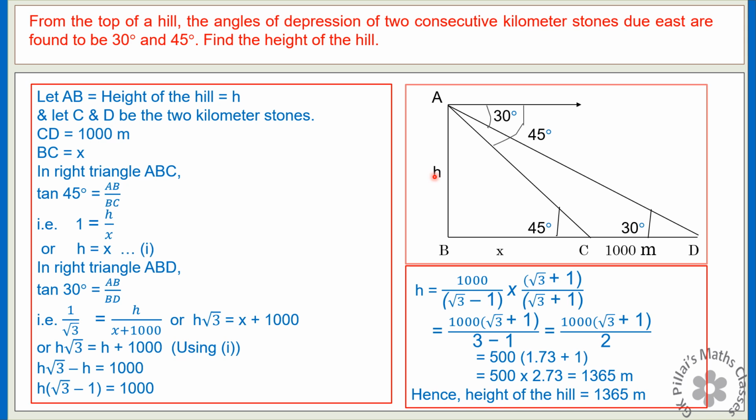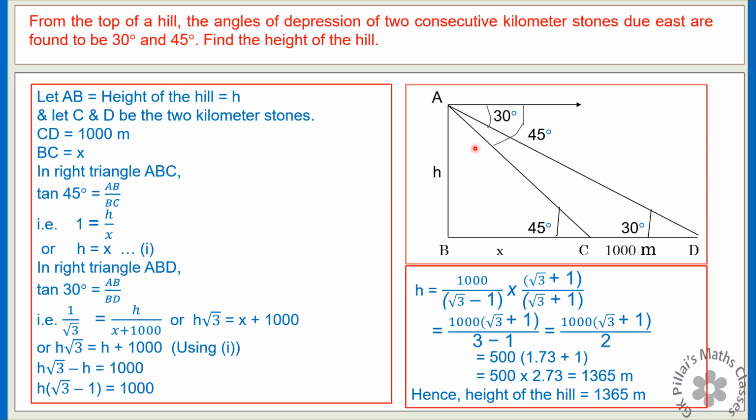Now let us keep the height of the hill to be h and this portion x, and we will take this triangle first. In both the triangles, one complete side is not given. So this we have to do in a bit different way, the way we are doing here. So we will take the right triangle ABC, tan 45 equal to this upon this, h upon x. So equal to 1, so h equal to x.